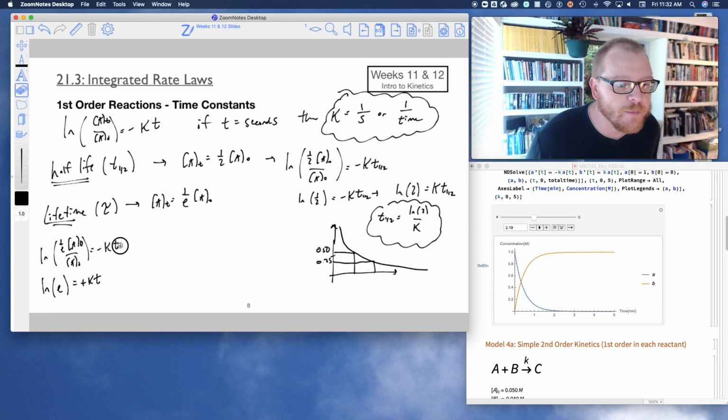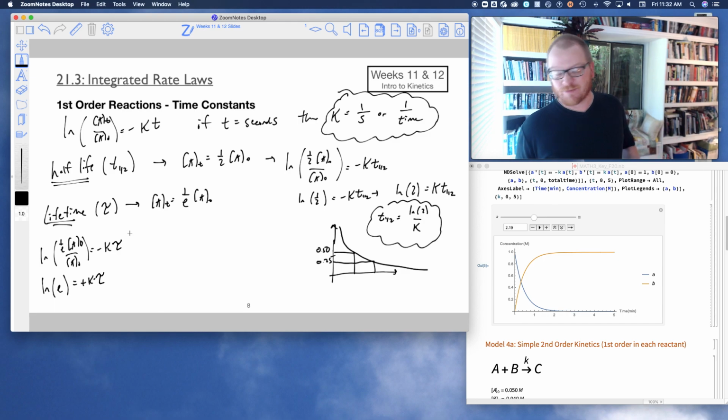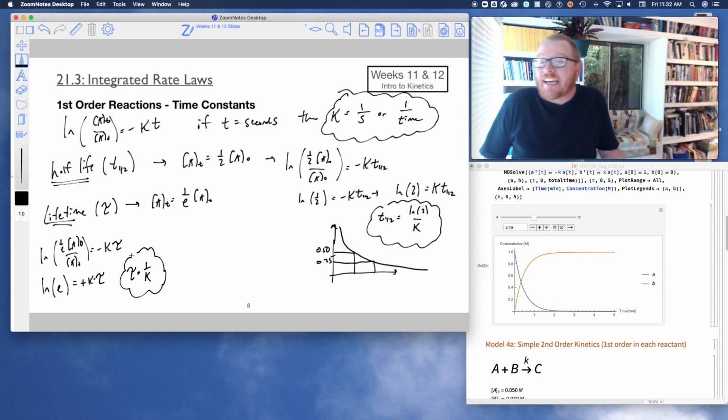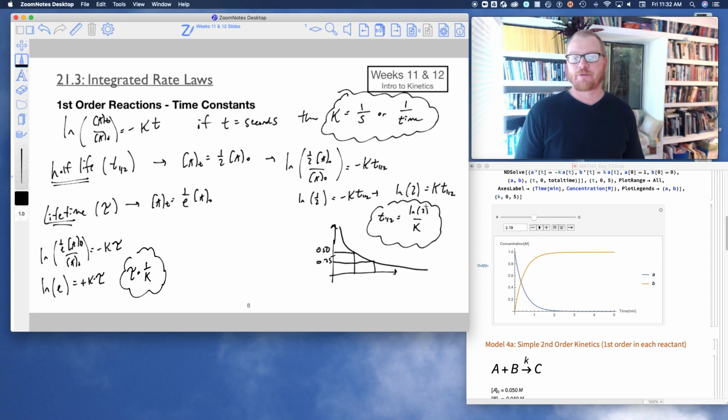And the natural log of e is just 1. Oops, I did it again. So I'm going to say, instead of t, I'm going to write tau, because that's the letter we use for lifetime. And so now what we get here is tau, the lifetime, just equals 1 over k. So it's actually slightly easier to calculate. To calculate half-life, you go natural log of 2 divided by k. To calculate lifetime, it's just 1 over k. That's really easy, okay?